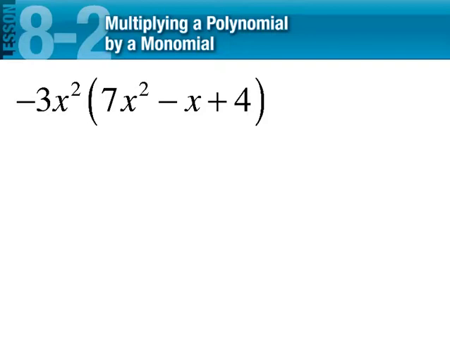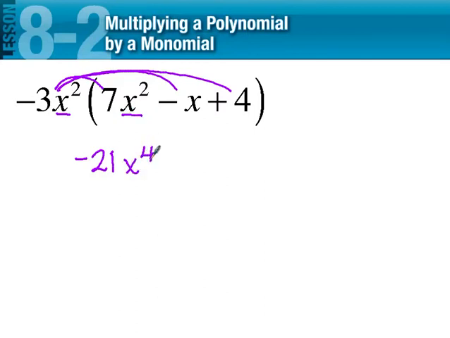What do we call that? Trinomial. So how you do that is you're going to distribute to all three terms. So we're going to start by multiplying negative 3 and 7. And you get negative 21. And then we're going to multiply x squared and x squared, which gives me x to the fourth.